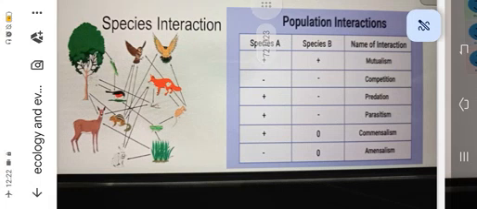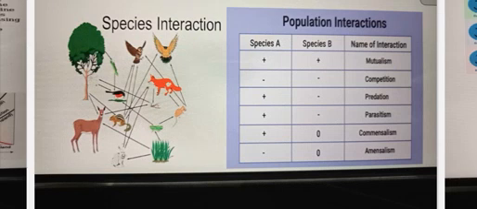Species interaction. This table is used for a quick recap of all the population interactions. Species A benefits, species B is also benefited, so mutualism. Species A is negatively affected, species B is also negatively affected, competition. Species A is positively affected, species B is negatively affected, predation or parasitism, same case.